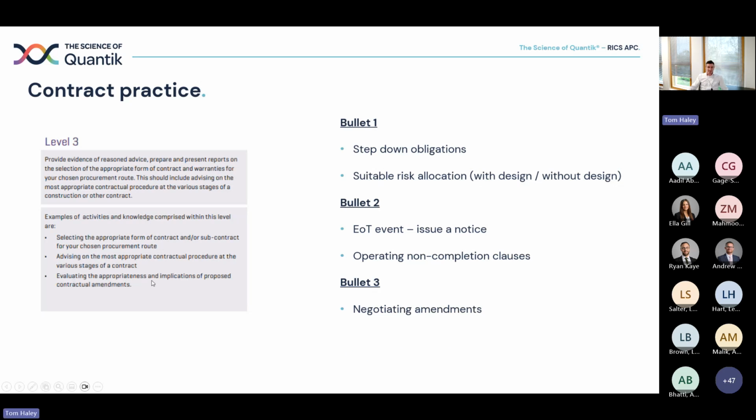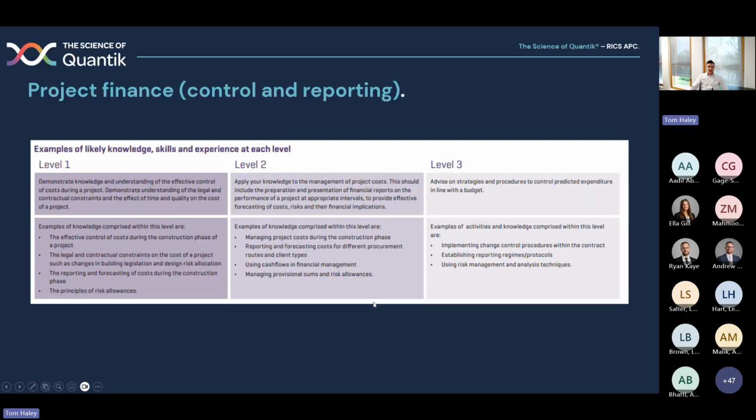appropriateness of amendments. So you might be involved in negotiating amendments on a contract by contract basis. So how do they impact the risk profile? That's what you're looking for. That's what I'm looking for as an assessor. Not what does that amendment necessarily mean, but how does it impact the risk profile? And is that satisfactory for your business to accept that change in risk profile, or isn't it? That's what I'm really testing at level 3 there.